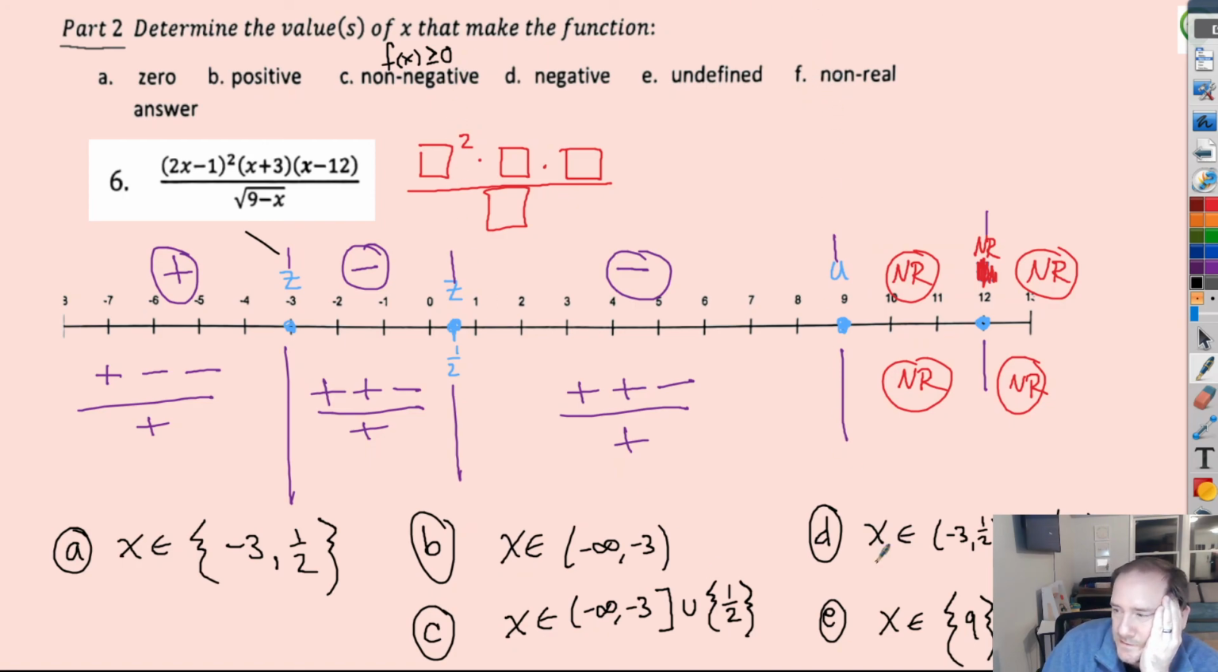And that's it. We've addressed everything. We've got the zeros, we've got where are we positive, where are we non-negative, we've got where are we negative, we've got where are we undefined, and we've got where are we non-real. Okay? So that's it. That's basically the end of what you need to know for the quiz.